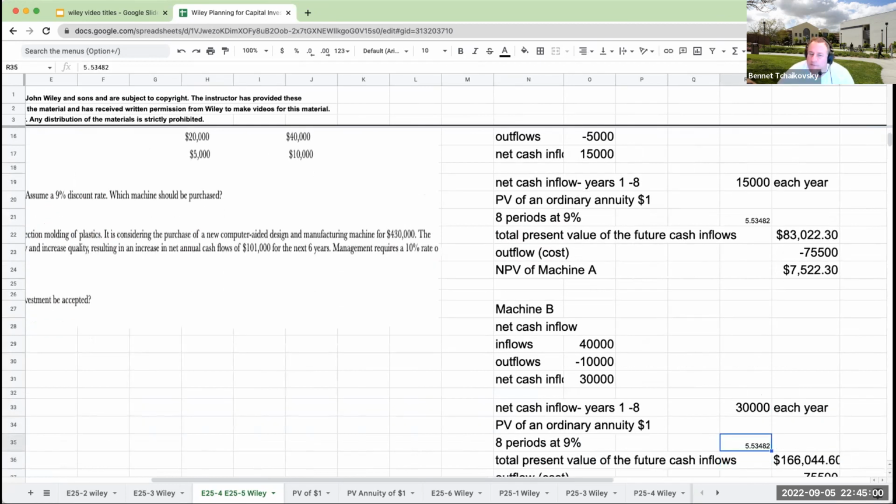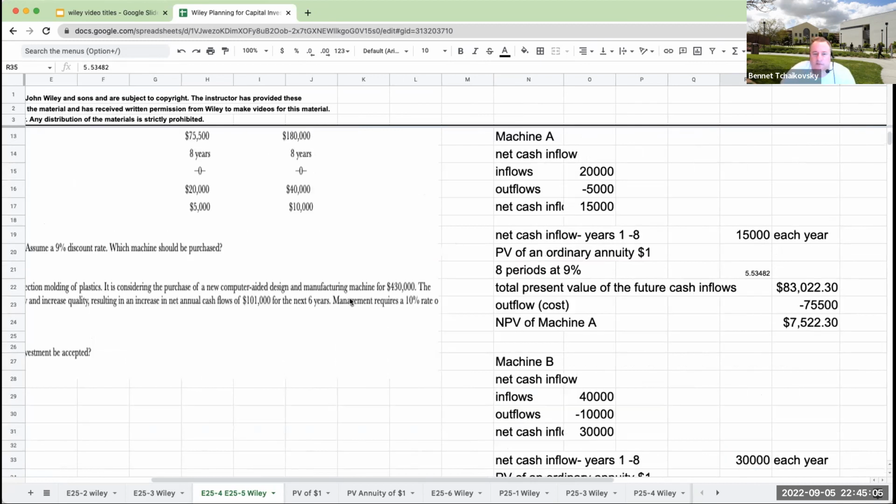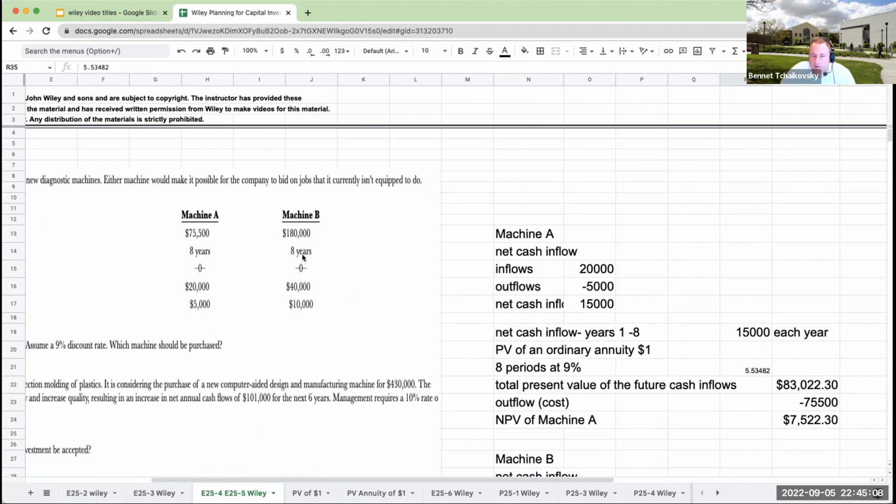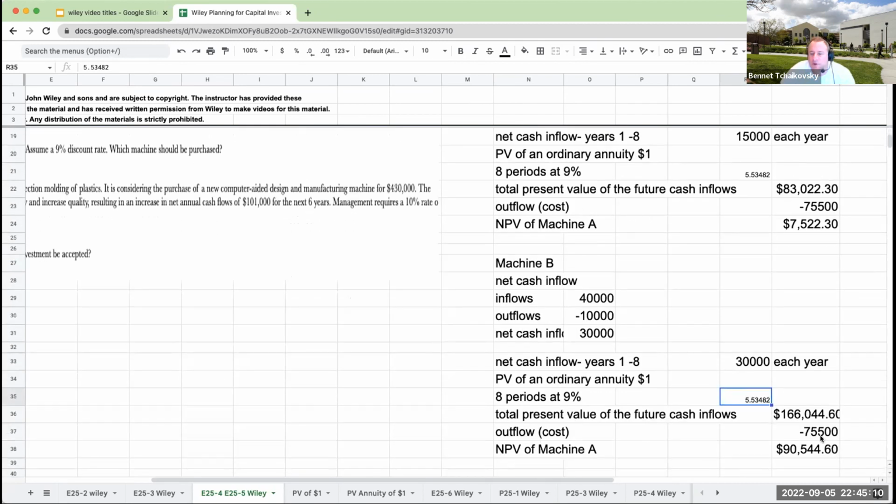The present value factor is going to be the same, 8 periods at 9%. If you look over here, it's an 8-year payout. The one big difference is that my outflow here is 180,000. So my net present value of machine B is going to be a negative 13,955.40.